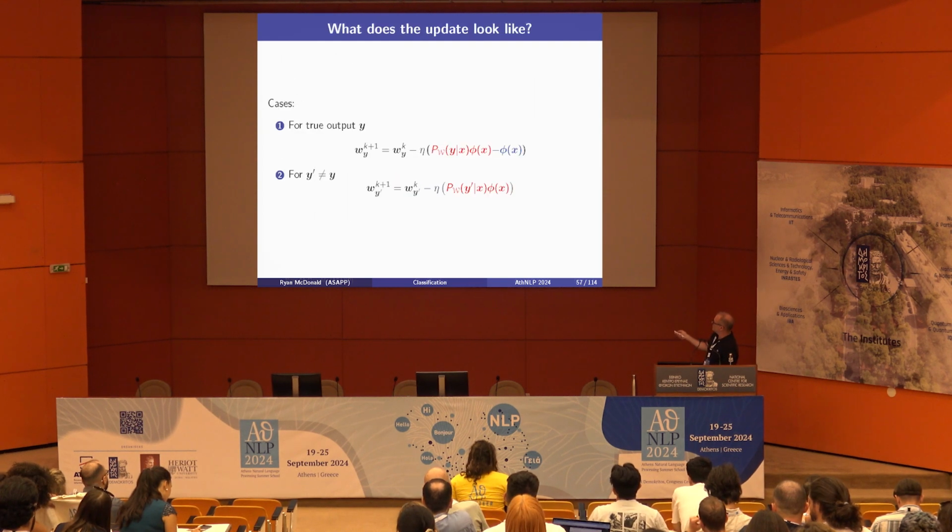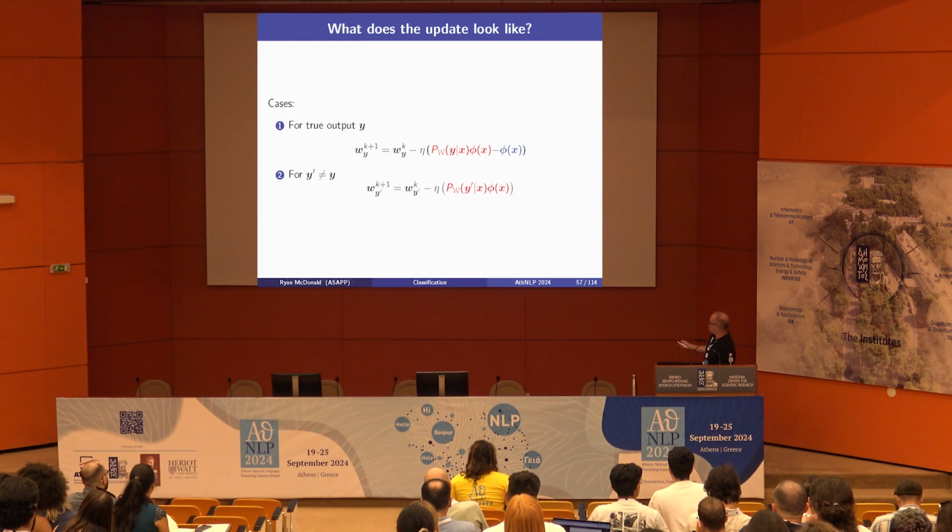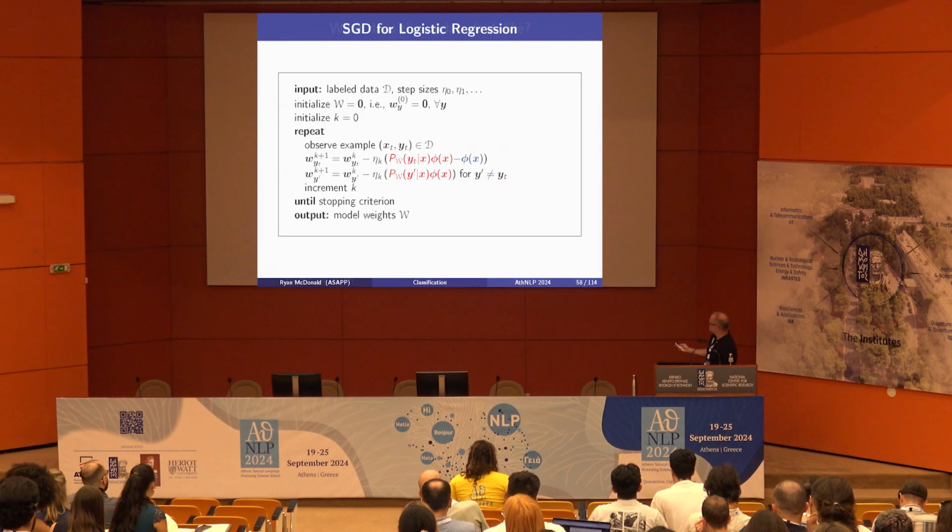So what do the updates look like? For the true output y, I'm going to update my weight parameters like this. k plus 1 equals k minus some step size times the gradient that we talked about there. And for y prime not equal to y, so for incorrect labels, the same thing, but with the other gradient for that instance. And this is what the algorithm looks like here.